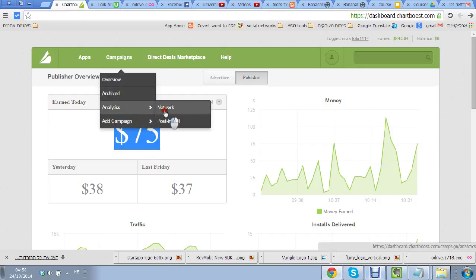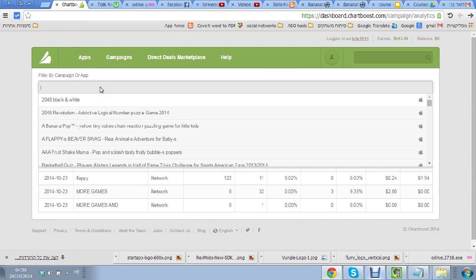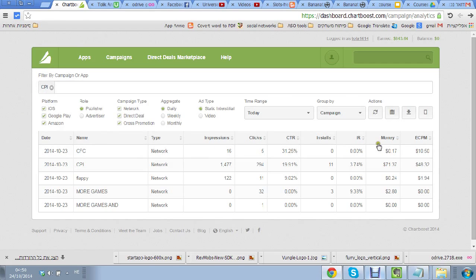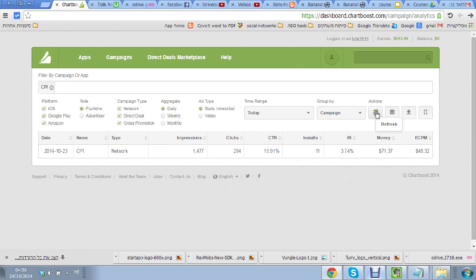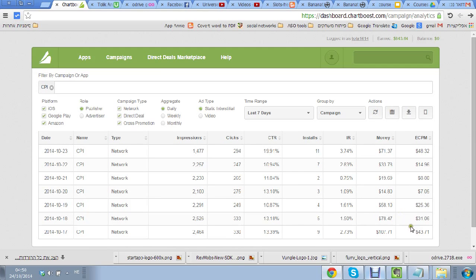Okay, I want to show you my statistics of CPI campaign, not looking at different campaigns. I have here all the apps from Android. We don't even have an Android account anymore. Last 7 days. Okay, this is the CPM of our CPI campaign of installs.